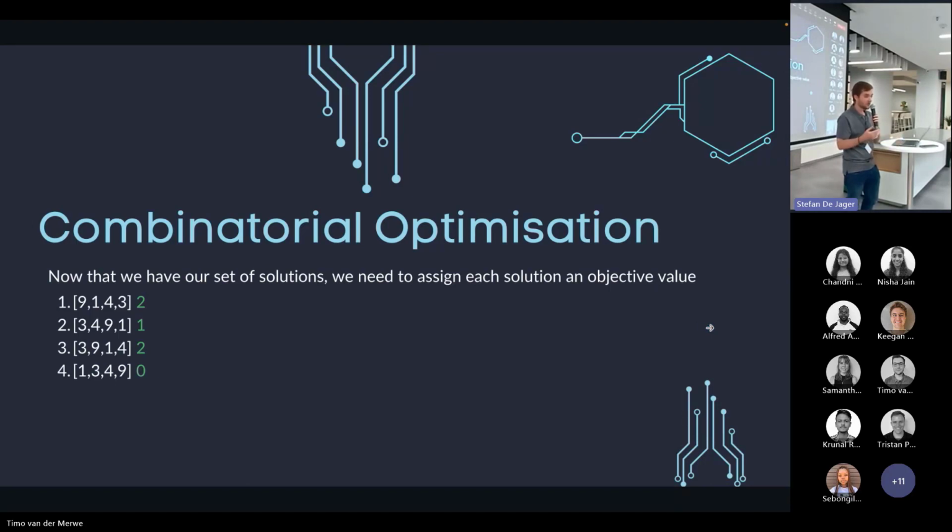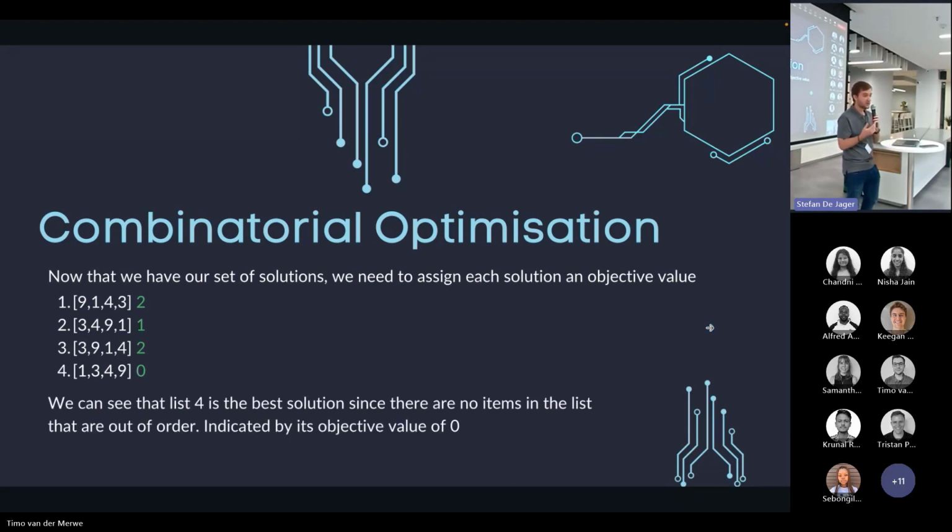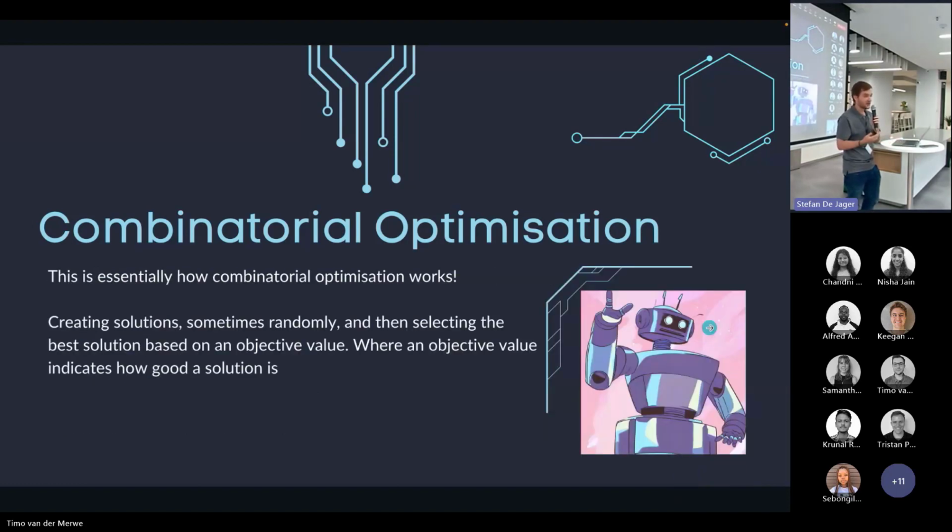So we can see that from the solutions that we created for the problem, solution number 4 is the best solution that we have. So we select solution 4 as our solution for the problem. And this is essentially how combinatorial optimization works. I haven't explained all of the details, but creating solutions for your problem, sometimes even randomly, and then just selecting the best solution that you created is essentially how combinatorial optimization works.